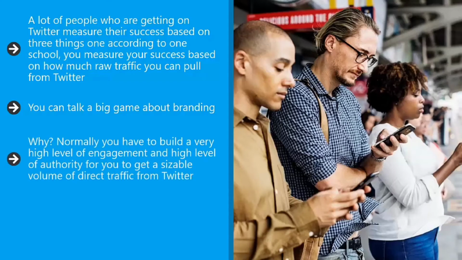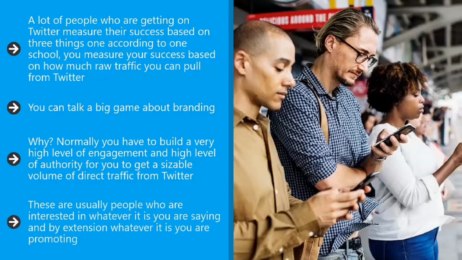Why? Normally, you have to build a very high level of engagement and a high level of authority to get a sizable volume of direct traffic from Twitter. The good news is that the traffic you do tend to get would be qualified traffic. These are not curiosity seekers. These are not people who have nothing better to do than click random links. These are usually people who are interested in whatever it is you are saying, and by extension, whatever it is you are promoting.